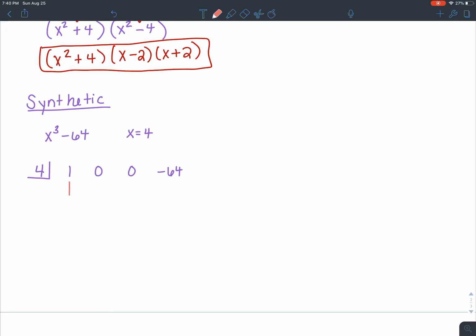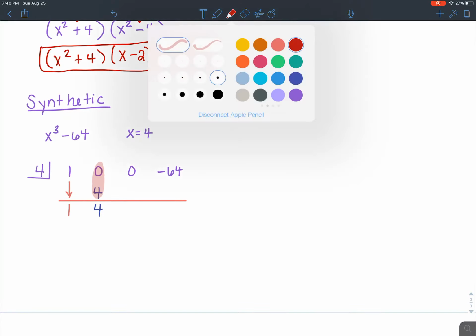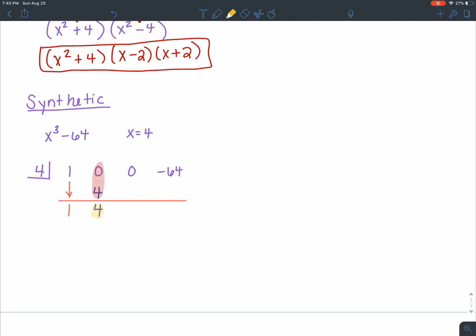All right, first step you do is you drop down the first number, and then I multiply that by the number in the box. So 1 times 4, that is 4. Next part of synthetic is you just add. 0 plus 4 is 4. So I added these two numbers right here. And then I repeat the process. I multiply this 4 times this 4. And that gives me 16. Now I add. 0 plus 16 is 16.